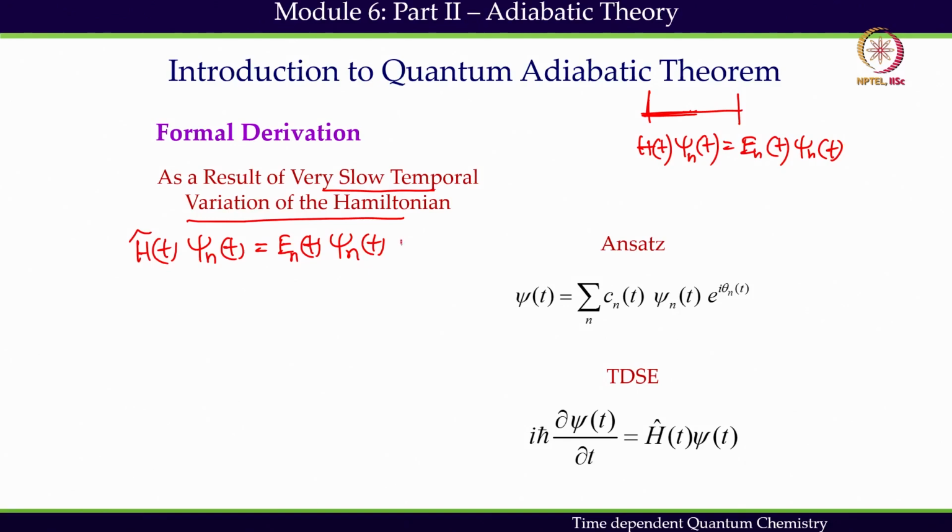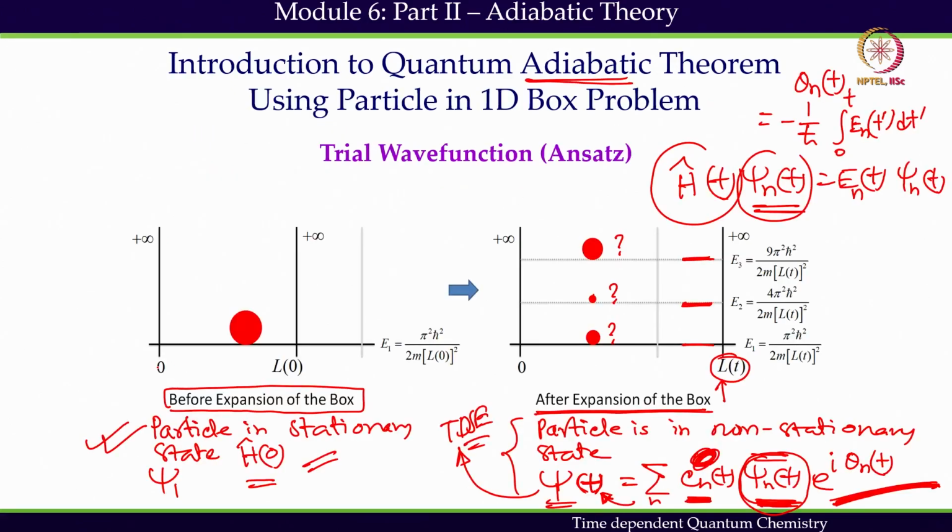So this part is valid, and when this is valid, then we assume that at time t, which is LT, the distance, the dimension of the box, for this dimension of the box, all these psi n which we have written are actually the states here, not the states here.